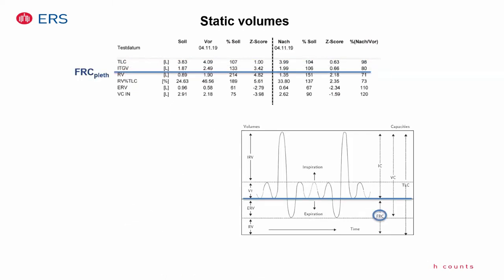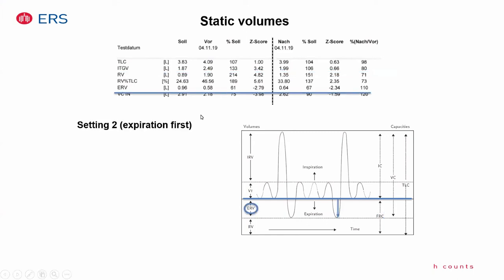If we look at the other numbers here of the static volumes, we have here with the shutter measured the FRC, the intrathoracic gas volume. And then the next thing the patient does is the expiration. Here in our setting, in some other settings, it is first the inspiration. The expiratory reserve volume, and here you see this is a little bit decreased. This is 60% of what it should be. It's a highly negative Z-score, so it's too small.